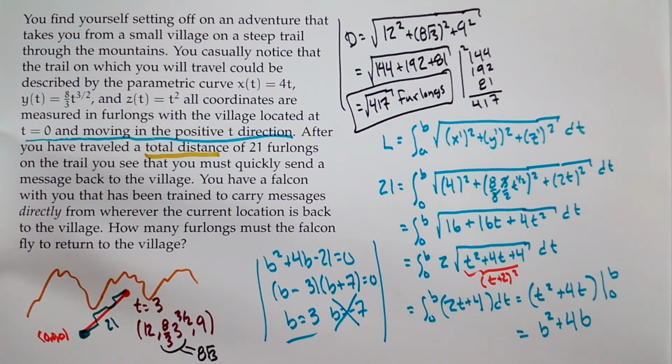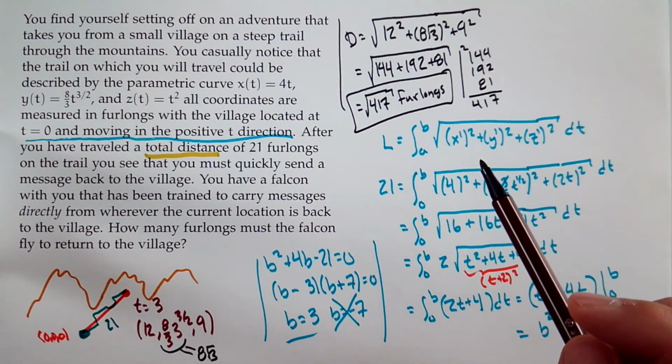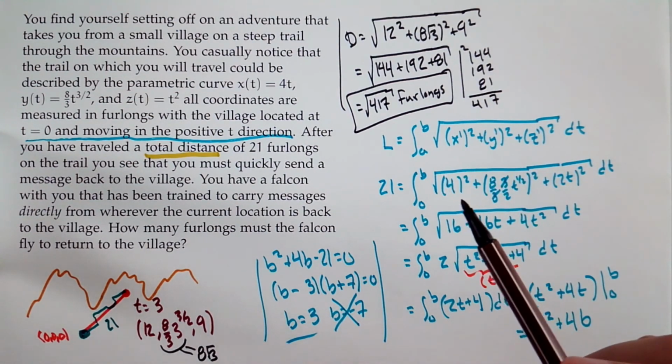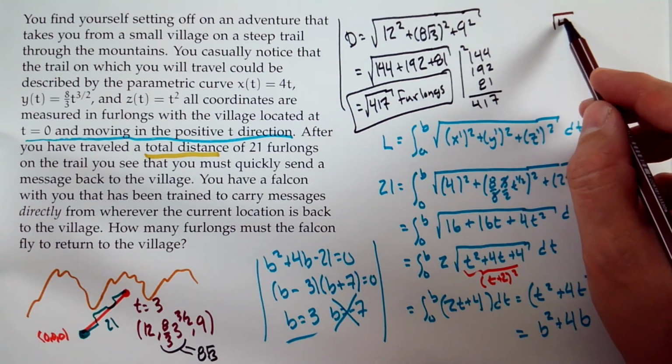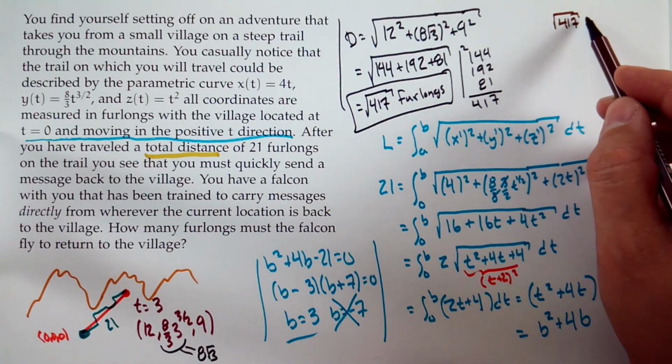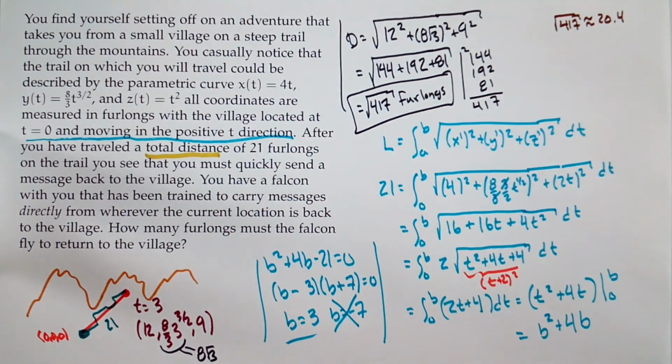Hey guys, it occurred to me that I should have pointed out that there's kind of a nice check to see if your answer is reasonable. Now, square root of 417 is not a nice number, but you know, you can use a calculator and we can note, look, square root of 417 is approximately 20.4, which says what? Well, it's about 20.4 furlongs that our falcon has to fly.